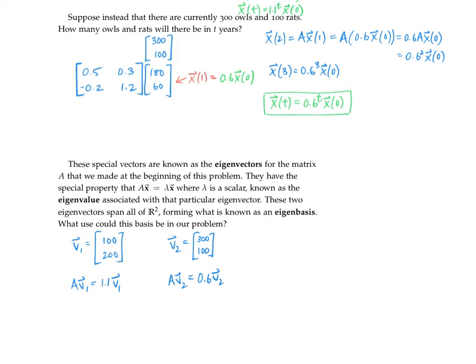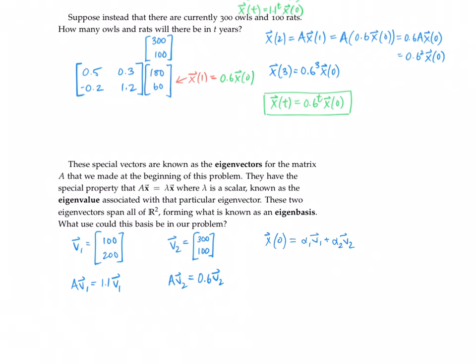The question becomes, what use could this basis be in our original problem, the one where we had 2,000 owls and 1,000 rats, and there didn't seem to be any sort of pattern for how to write down the population of owls as a function of time or the population of rats as a function of time? Well, what's great about an eigenbasis is that it behaves like a basis because it is one. That means that any vector in R2 can be written as a linear combination of these two eigenvectors, v1 and v2. And when we ask ourselves, how do we compute x of t?